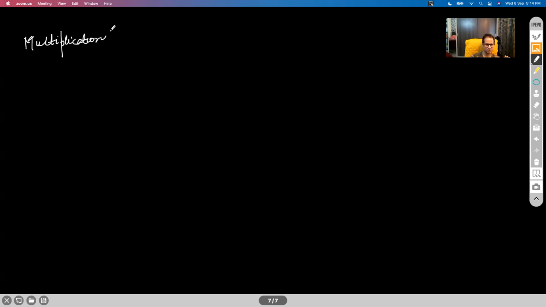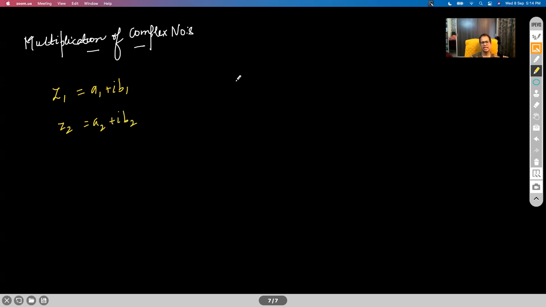Meanwhile, I'll talk about multiplication of complex numbers. Let's talk about multiplication of complex numbers. See, when you have two complex numbers, A1 plus IB1 and A2 plus IB2, and you multiply them, multiplication doesn't have any restriction. Just like addition and subtraction, multiplication doesn't have any restriction. You can multiply anything with anything. That means real can multiply with real, real can multiply with imaginary, imaginary can multiply with imaginary, and so on.